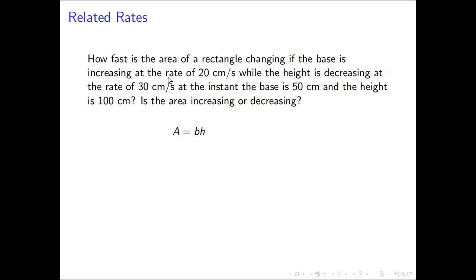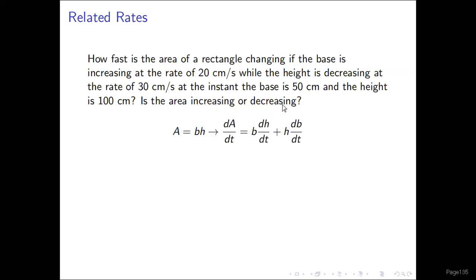If the base is increasing at the rate of 20 centimeters per second, so that's positive, while the height is decreasing, so you have to assign a negative, at the rate of 30 centimeters per second at this given instant. The instant when the base is 50 centimeters, height is 100 centimeters. Now, it doesn't mean that if one dimension is decreasing, that the area is decreasing. It actually depends. So there's a follow-up question there. Is the area increasing or decreasing?